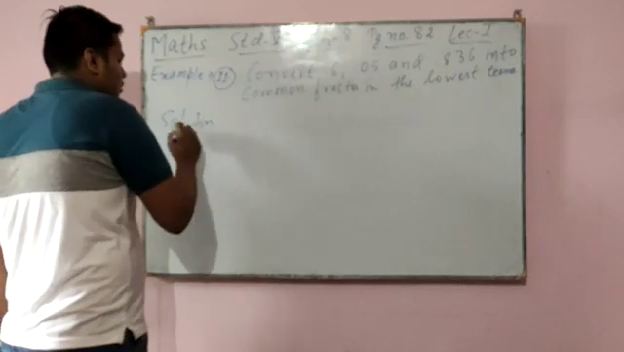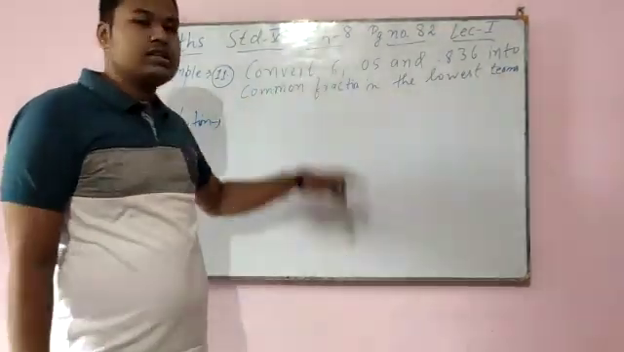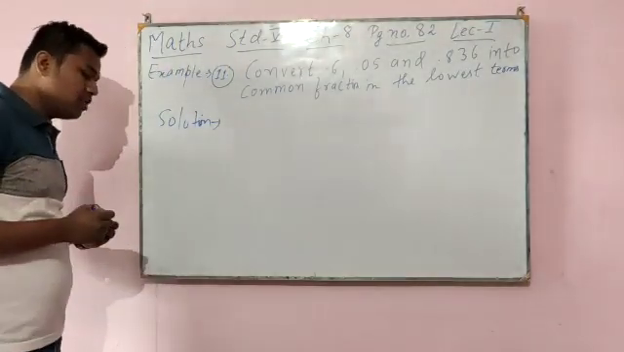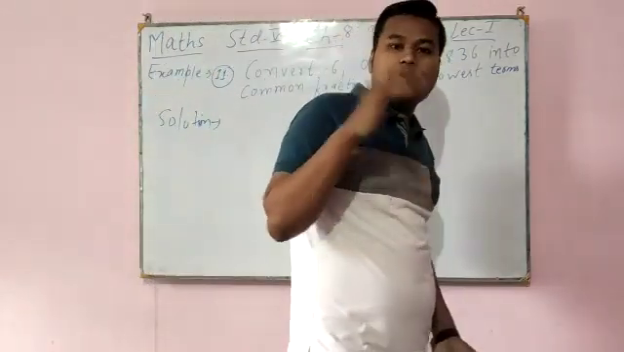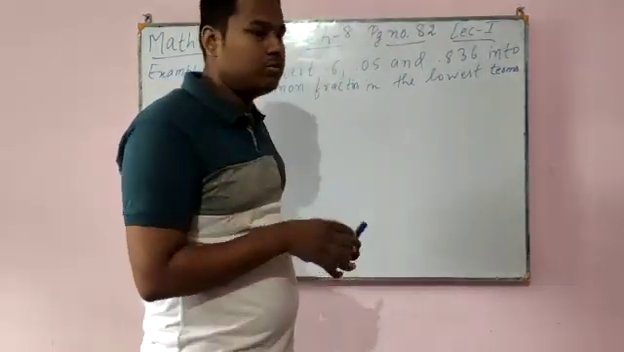Okay, lowest form means you have to first change it into a fraction by removing the decimal. After removing the decimal, you have to change it into the lowest form, like 5 by 10 is there, then 1 by 2. Okay, you have to cut.